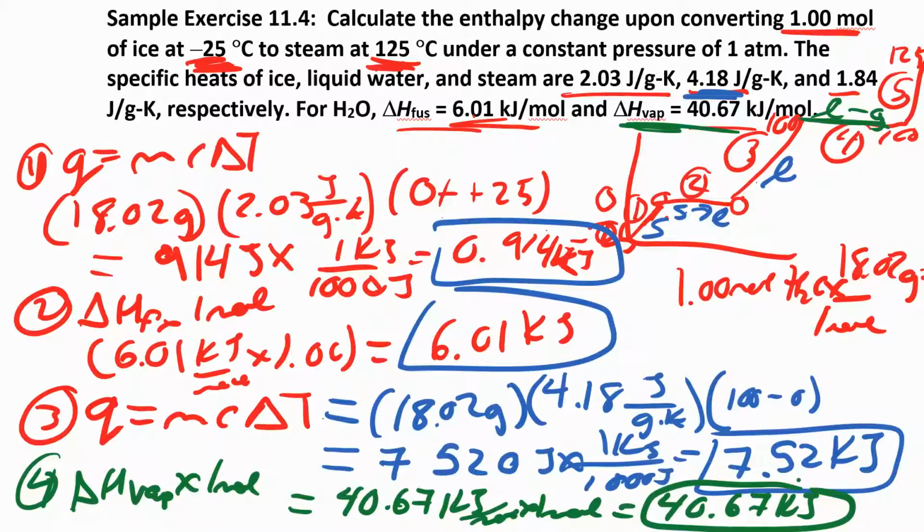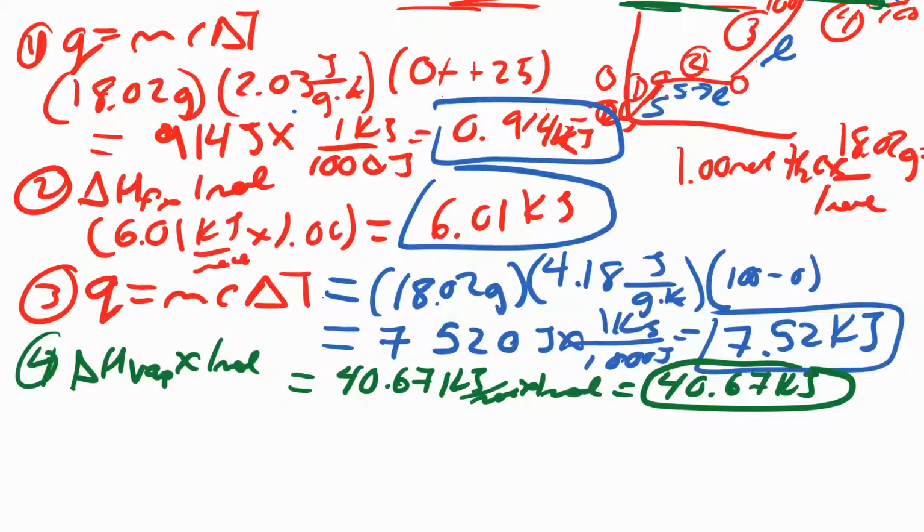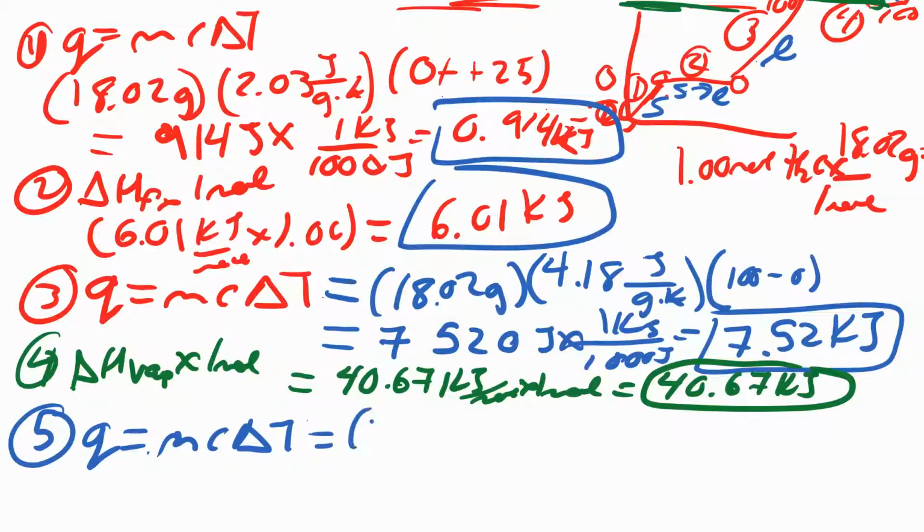Great. And then our very last step here, we have a gas and we're just getting it hotter. We're going from 100 to 125. So since we changed the temperature, we're going to do another Q equals mc delta T. The M is still the same, right? That's in grams, 18.02 grams.